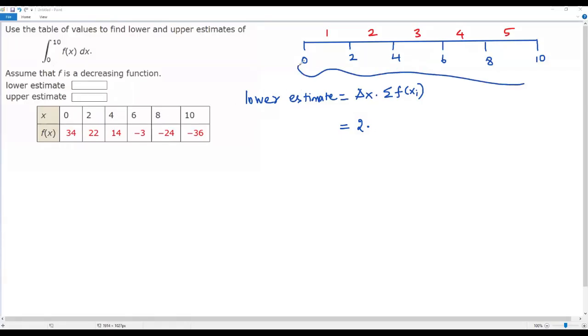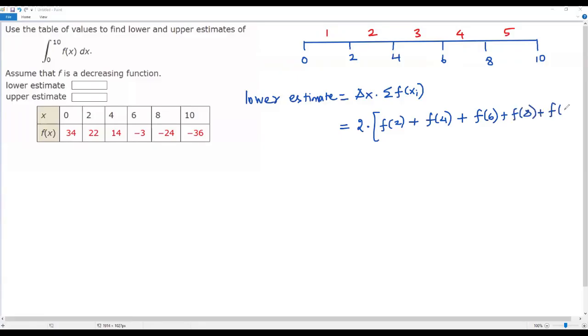In these 5 subintervals, we have to consider the right endpoint. For the first subinterval, the right endpoint is 2. For the second, it is 4. The third, 6. The fourth, 8. And for the fifth subinterval, 10 is the right endpoint. So we plug in 2 for x and get f of 2, then 4 for x to get f of 4, then f of 6, plus f of 8, plus f of 10.